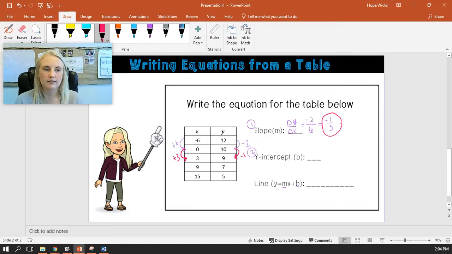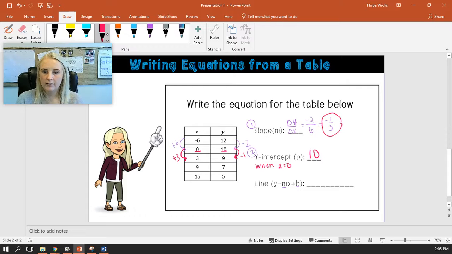Just pick the rows that match, and you can go ahead and find the difference in y and the difference in x. Now we can go ahead and do our intercept, and don't forget that our y-intercept can be found when x is equal to 0. What is y when x is equal to 0? Here we have x is 0, and y is equal to 10. So our intercept here is 10.